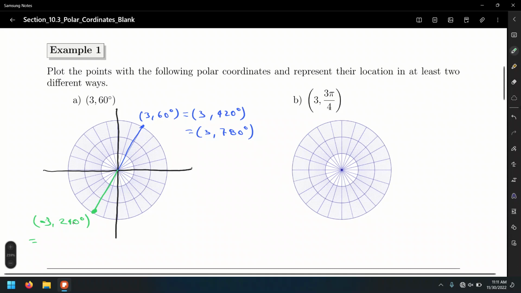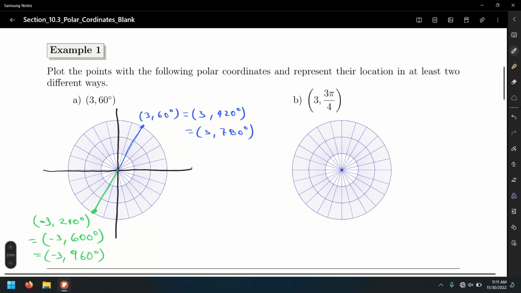Well, we can do the same, adding 360 degrees. That's negative 3 plus 360 degrees. That's going to be 600 degrees. All right, and add another multiple of 360 degrees. That's (negative 3, 960 degrees). Well, is that the only way to represent this point? Notice I have 6 different ways to represent it now.